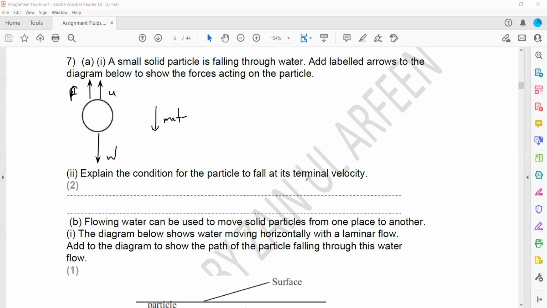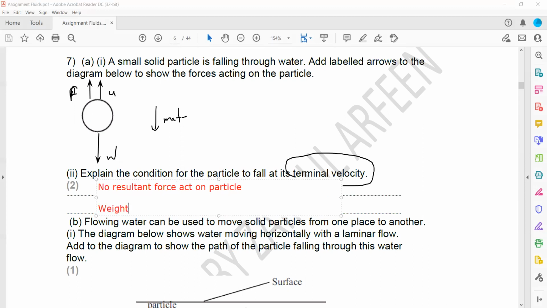Explain the condition for the particle to fall at a terminal velocity. If this particle is falling at a terminal velocity, the first thing we have to mention is that there should be no resultant force acting on the particle. The second thing we can mention is that the weight is equal to drag force plus upthrust.